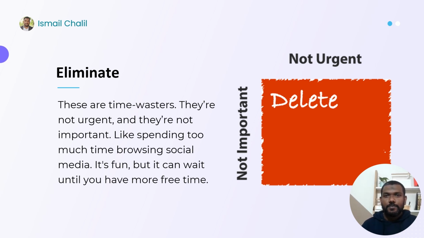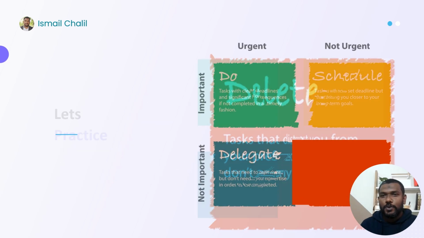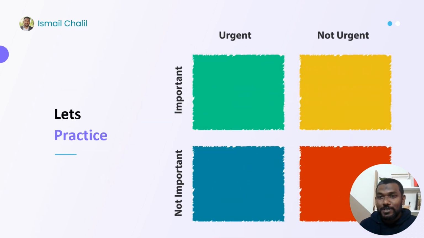So let's move on. So let us do some practice now that you've understood, and maybe once again a quick look at how this looks like. So we have the important and urgent. So these are things that you definitely need to do. Things that are important but not urgent, what do you need to do with them? You need to schedule them. Things that are not important but urgent, you can delegate them. Things that are not important and not urgent, you need to eliminate or delete them.